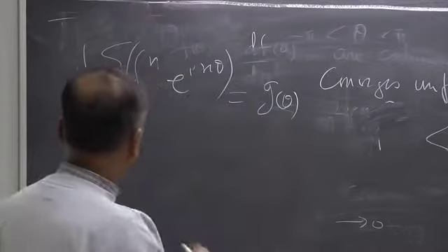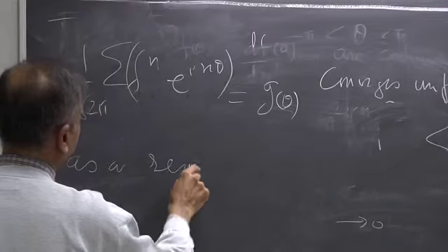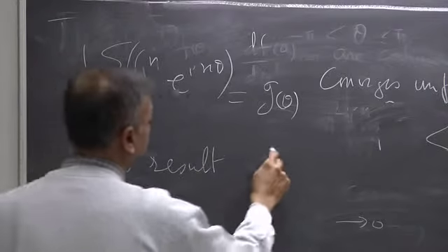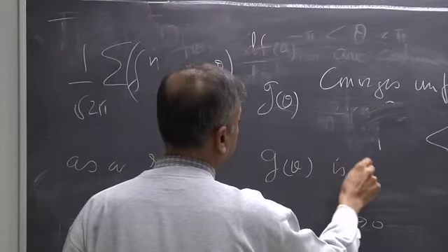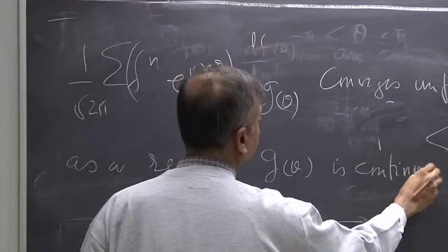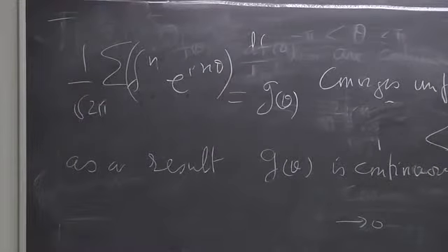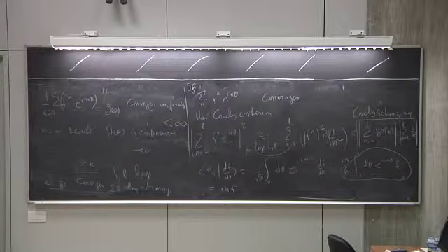Okay. So, as a result, g of theta is continuous. That's because of uniform convergence. Otherwise, we cannot be sure about it. It may converge, it may be continuous sometimes, it may not be continuous sometimes, but we cannot be sure about it.